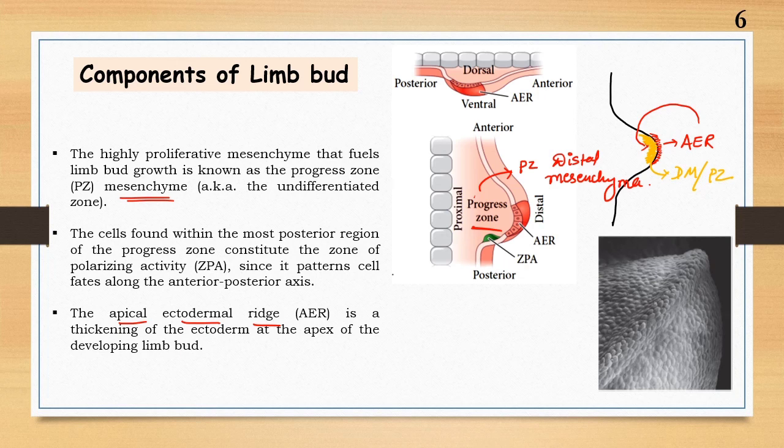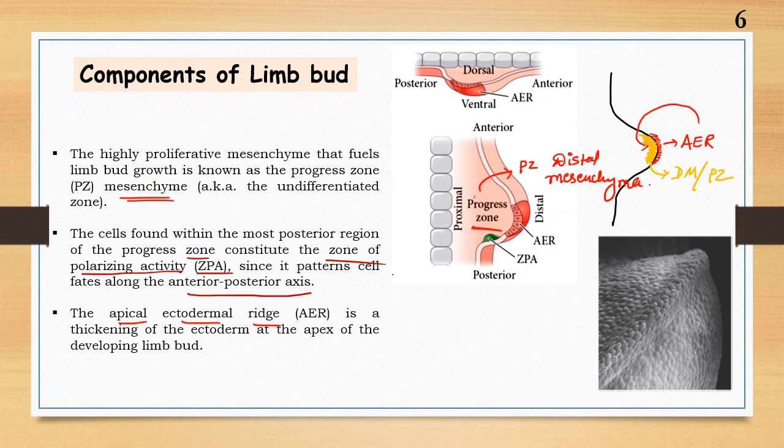Now the third most important one is the ZPA, or the zone of polarizing activity. Okay, zone of polarizing activity. It helps in anterior-posterior axis development. That is, they decide which side the thumb is going to form and which side the pinky finger is going to form.